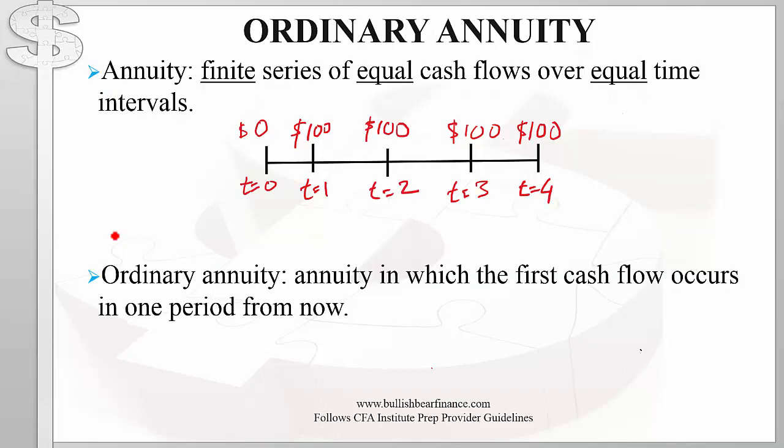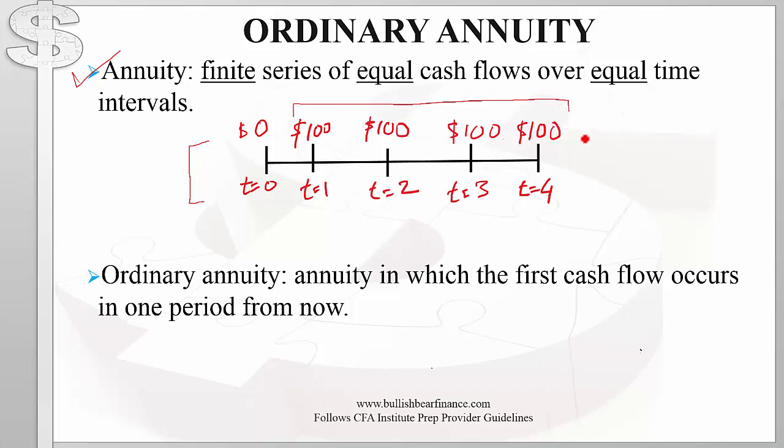Before we start discussing what's meant by an ordinary annuity, we should know what is meant by the word annuity. An annuity represents a finite series of equal cash flows over equal time intervals. For example, this timeline here represents an annuity. It has a finite series of cash flows.